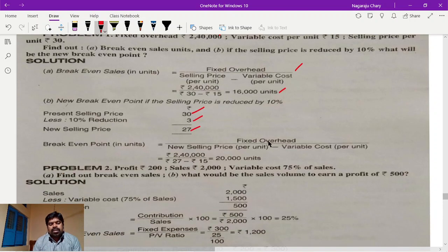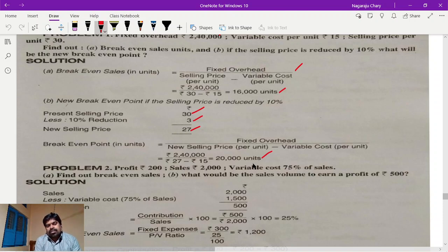Now you see fixed expenses. There is no change in fixed expenses. Only the selling price is to be reduced; the remaining is to be constant. So that's why fixed cost stays 15 rupees, variable cost is 15. Now, if the price of the product is reduced by 10%, we have to increase 4,000 units to meet the total cost. So earlier it was 16,000 units, now it is 20,000 units.